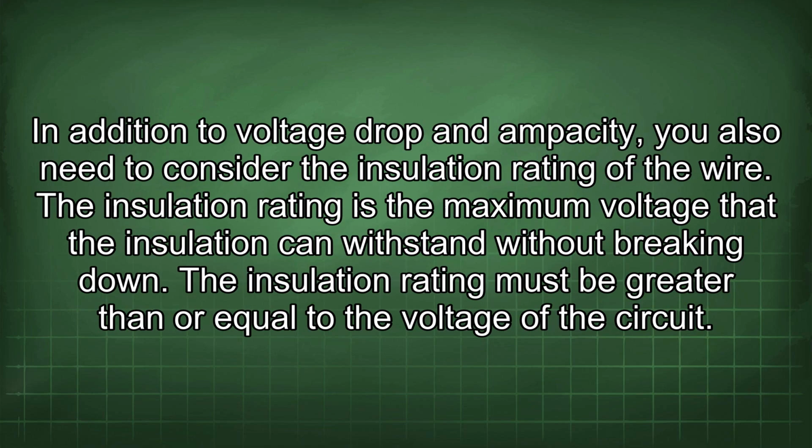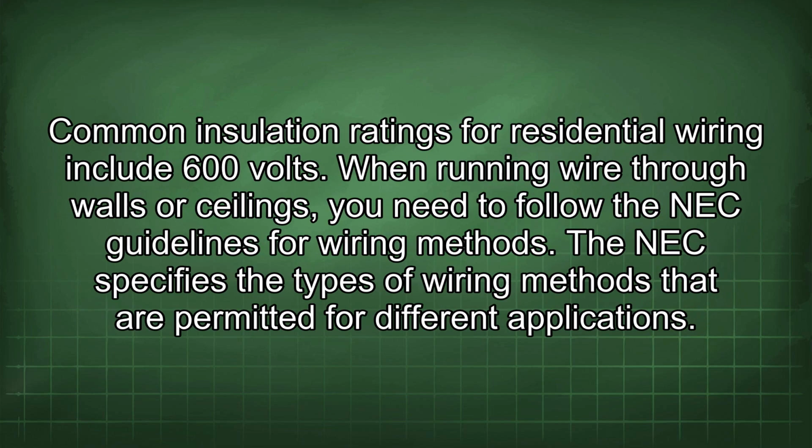In addition to voltage drop and ampacity, you also need to consider the insulation rating of the wire. The insulation rating is the maximum voltage that the insulation can withstand without breaking down. The insulation rating must be greater than or equal to the voltage of the circuit. Common insulation ratings for residential wiring include 600 volts.